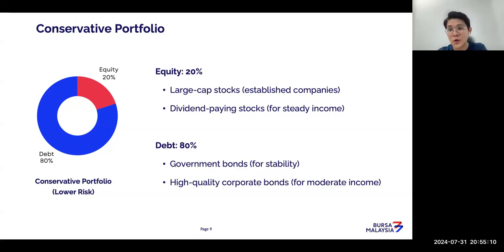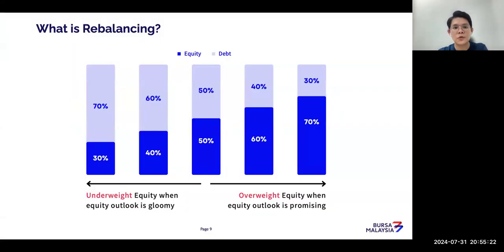We cannot do so because the market will change from time to time. When the market changes, we need to rebalance our portfolio. So how to rebalance? What is rebalancing? Rebalancing involves adjusting your portfolio to maintain your ideal asset allocation. This also means underweighting equities when the equity market outlook is gloomy.